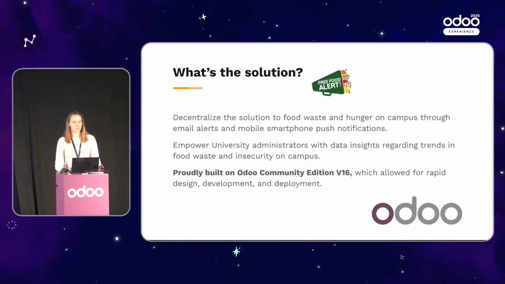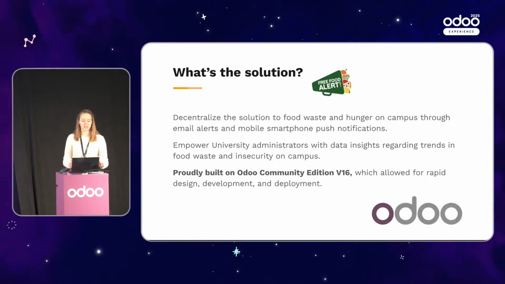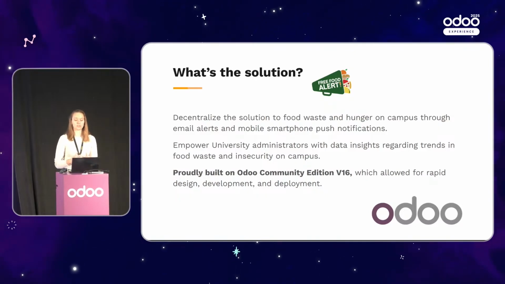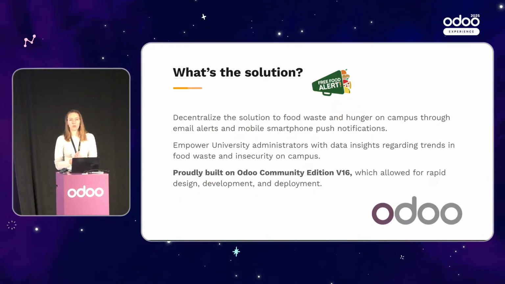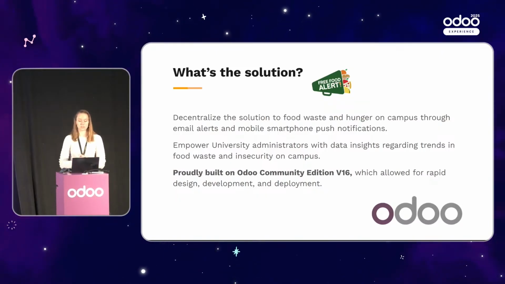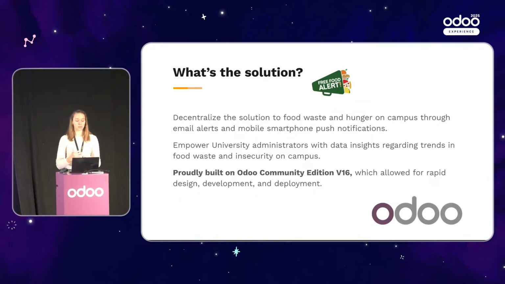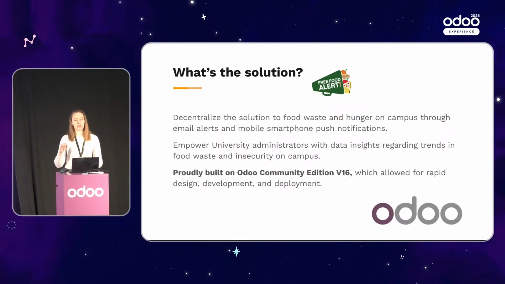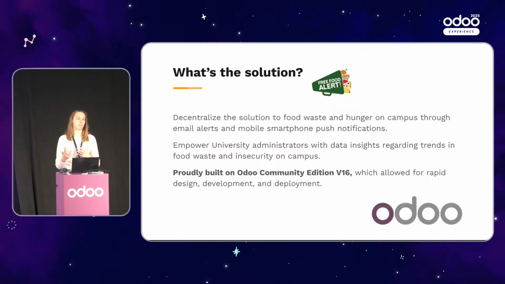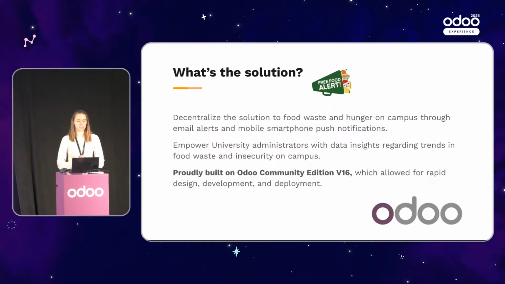Well, I like to think it's Free Food Alert. Free Food Alert decentralizes the solution to food waste and hunger on campus through email alerts and mobile smartphone push notifications. We also empower university administrators with data insights regarding trends in food waste and insecurity on campus, so they can try to tackle the root of the problem and actually prevent the food waste from ever being created or generated in the first place.